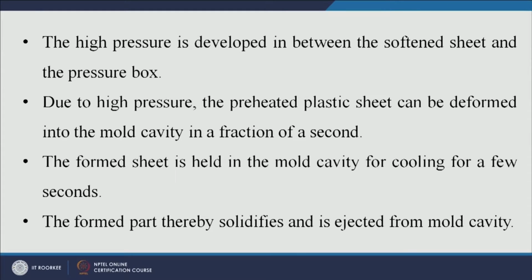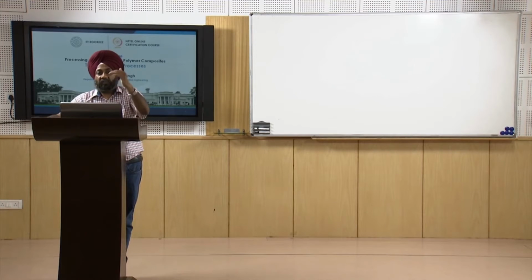The formed sheet is held in the mold cavity for cooling for a few seconds. The formed part thereby solidifies and is ejected from the mold cavity. So these are the important steps or the sequence of operations that are carried out in order to successfully deform a preheated plastic sheet into a tangible product. So we have seen two broad variants of the thermoforming process. Let us now see the third variant of the thermoforming process, that is the matched die forming.